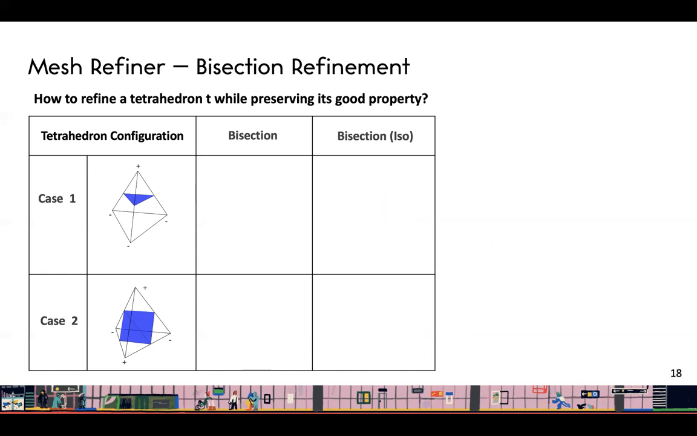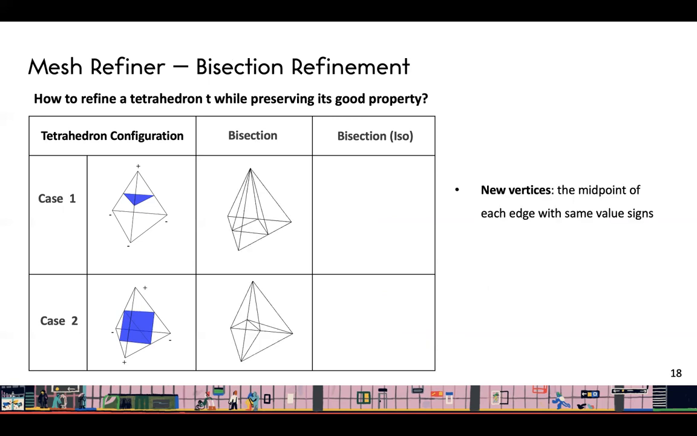The second scheme is bisection refinement. For tetrahedra to be refined, we add the midpoint of each edge with same value signs. For both cases, the isosurface is divided into 4 triangles. The advantage of bisection refinement is that it inserts fewer vertices during one pass, providing just enough degrees of freedom. But the resulting tetrahedra are no longer isotropic, thus need to be optimized in the following steps.